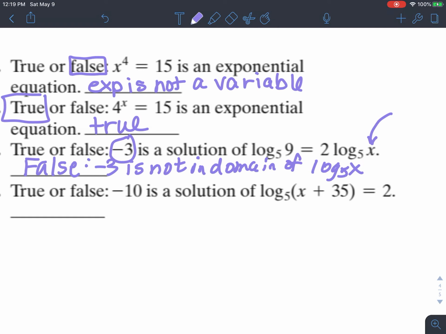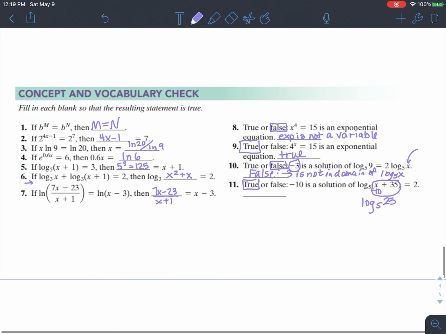Okay, but what about this one? Now it's a negative again, but if you put the negative in for x, that's still a positive number. That would just be log base 5 of 25, and that is okay. So you can't just look and say, hey, it's negative, it must be wrong. You do have to do a little bit more investigating than that.